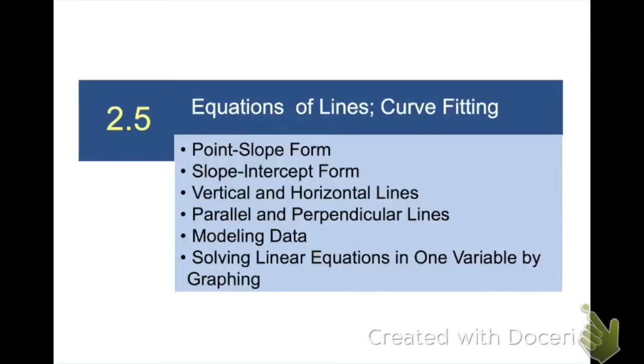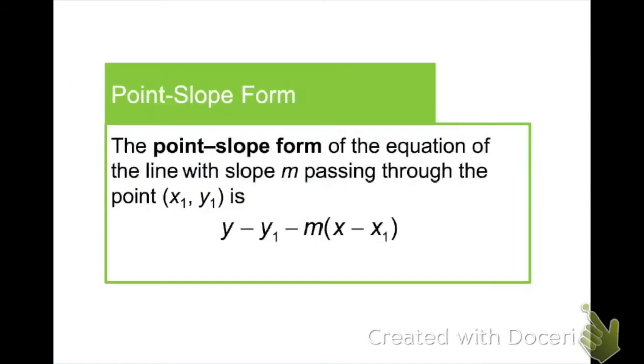Section 2.5 is all about equations of lines. In this section, they're going to give you a lot of different forms to use to write equations of lines. So the first one up is the point-slope form. You usually want to use this when you're given a point and a slope, hence the name point-slope form. So if they give you a slope, you're going to put that in for m, and when they give you a point, you're going to put that in for x1 and y1.